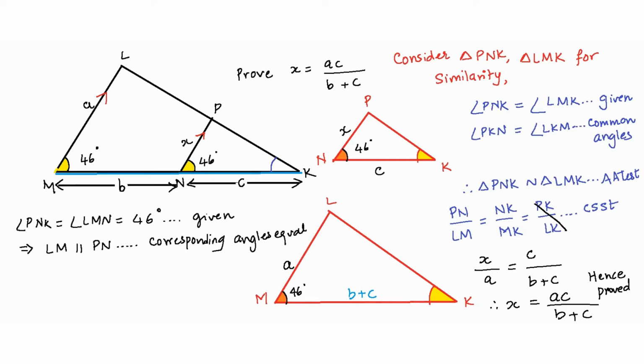So the ideas used in this particular problem were again common angle, parallel lines, concluding that the lines are parallel. And also the AA test of similarity was used, and the simple idea of CSST helped us conclude that x is equal to AC upon b plus c. So I will just pause for a couple of seconds and then move on to the next question.